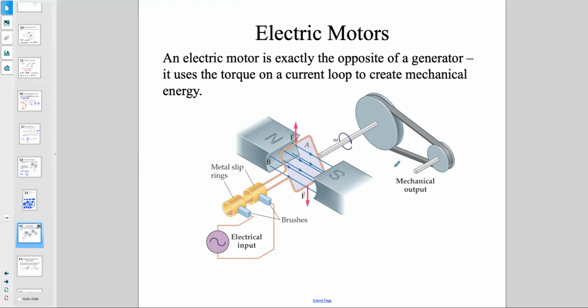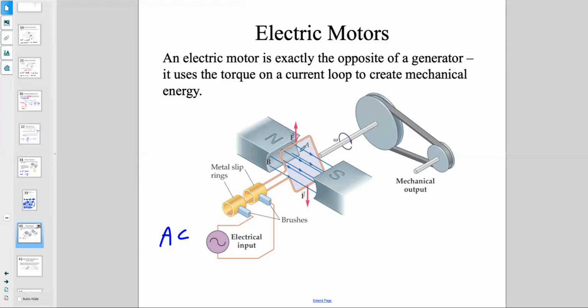So what I have here is an electrical input. This is an AC source that has a change of the current. Because the current is changing, the B field is changing, so there will be a force, and this will cause the rotation of this shaft, which causes mechanical output. But let's talk about this force for a second.